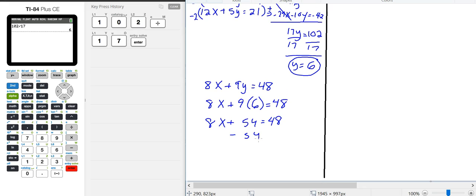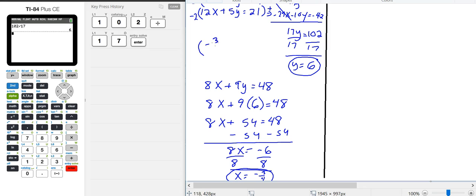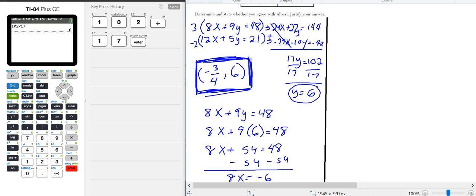Minus 54 and minus 54. 8x is equal to 48 minus 54, which is negative 6. Divide by 8 and divide by 8. x is equal to negative 3 over 4. That would be the x-coordinate of the intersection of these two lines. So the coordinates at which these two lines intersect is negative 3 over 4, comma 6. Let's find the solution to the other system of equations.